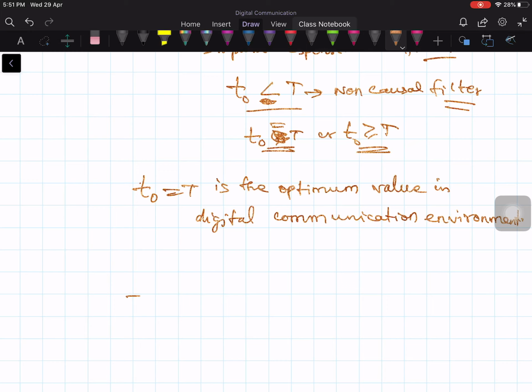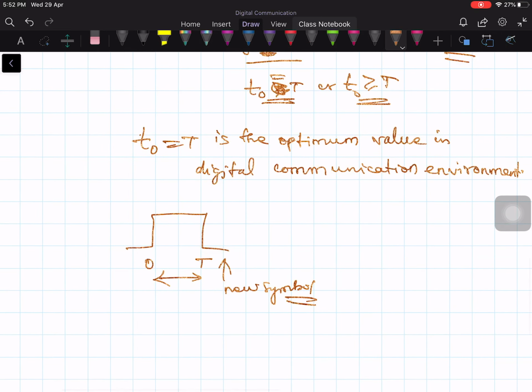So you send a pulse like this, it starts at 0 and ends at T. You have to wait the whole duration, and after this T seconds you get another new symbol. So you have to wait the whole symbol duration and then do the sampling. That is why matched filter based demodulation is really called symbol by symbol demodulation.